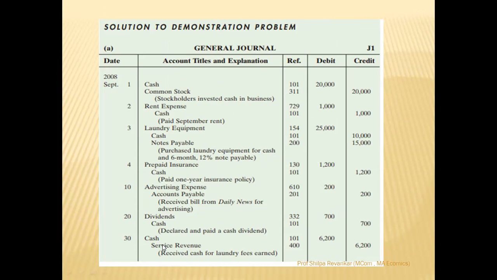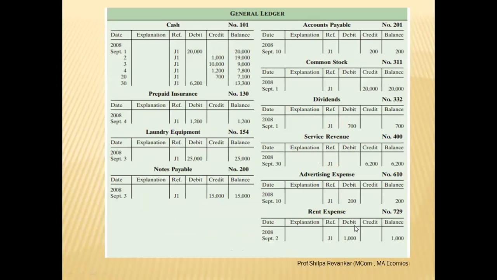Then lastly, there is sales revenue or service revenue. So cash is coming in, it is debited. It is a revenue or income, it is credited. So you have to open a revenue account. Cash is coming in, so you write here to service revenue 6,200, which is debited here. And in the service revenue account, revenue is coming, so it is credited. So you write here by cash 6,200.